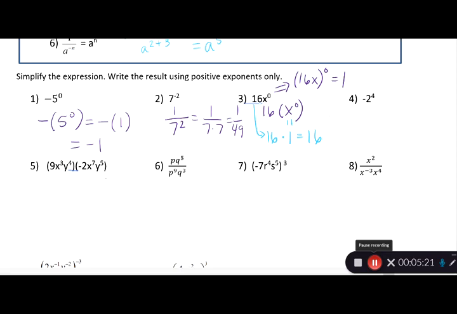-2 to the 4th power. This is another one that people get tripped up on. They think, oh, it's a negative, I need to move it down. Well, that's only true for negative exponents, not negative numbers, right?